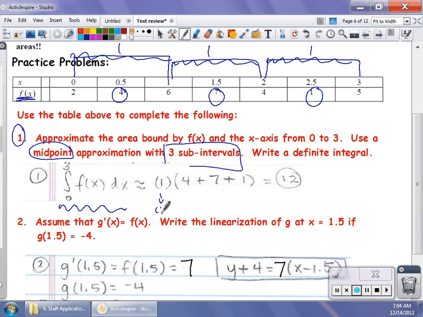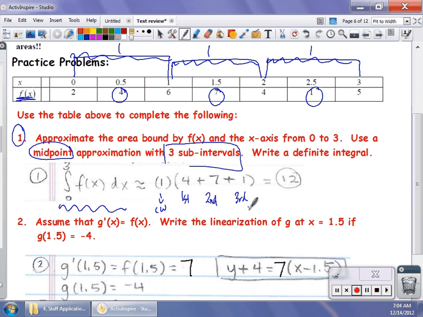1 is my common width, and 4 is the first height, 7 is the height of the second rectangle, and 1 is the height of the third rectangle, and these were determined by a midpoint approximation. When you total it up you get 12.